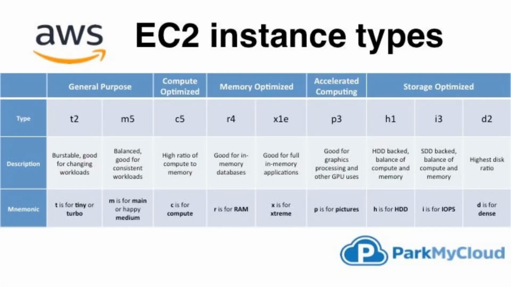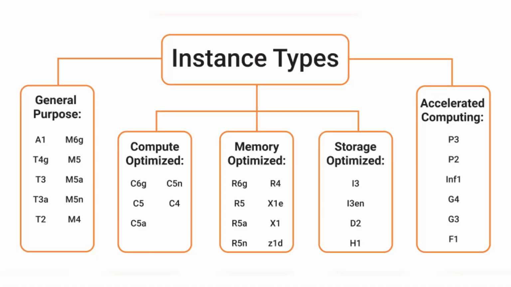Then the next one is memory optimized. Memory optimized EC2 instances are used for fast performance for workloads that process large data sets in memory. There are multiple use cases that memory optimized EC2 instances cater to. For example, any application that needs high performance relational and non-relational databases, distributed web scale cache stores, in-memory databases optimized for business intelligence. Then we have applications performing real-time processing of big structured or unstructured data.